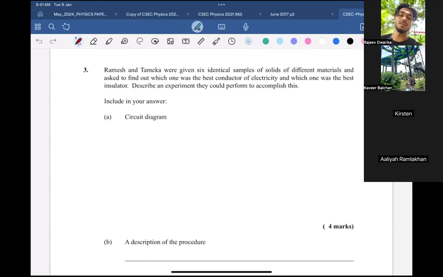So, Justin, according to the question, we want to make an experiment to do what? To check which will be the best conductor of electricity, which one will be the best insulator, out of the six different materials. They were given six identical samples of solids of different materials and asked to find out which was the best conductor.